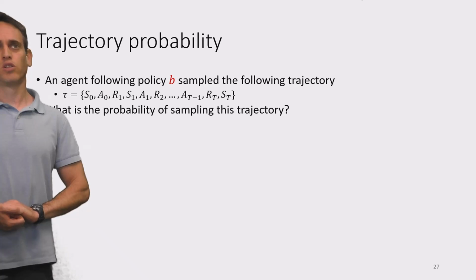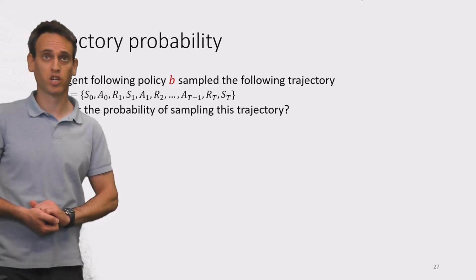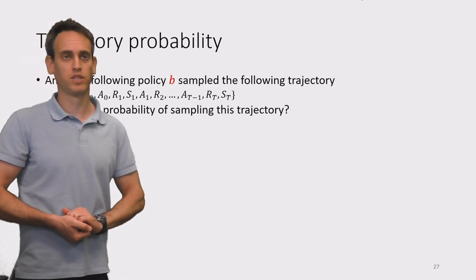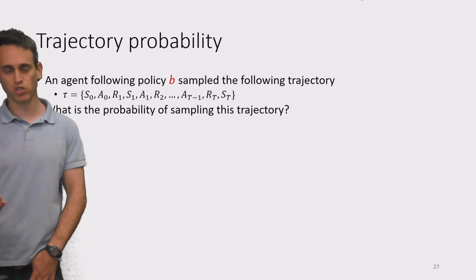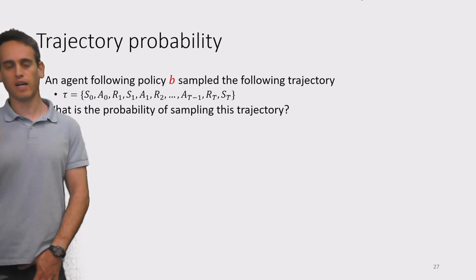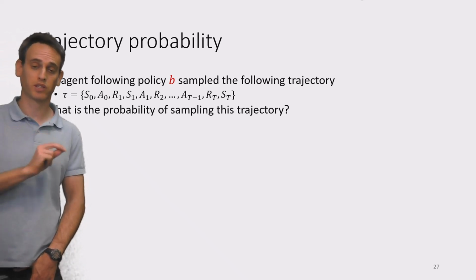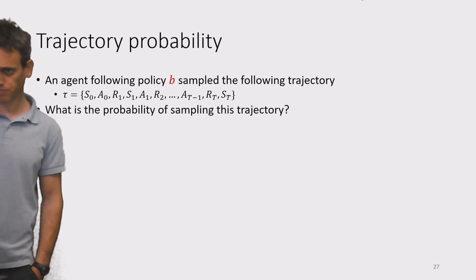So first we're going to define the probabilities of sampling a specific trajectory from each one of these, and then we'll see how we can use these probabilities to define an importance sampling ratio, and how we can use that to do an unbiased estimation of the Q value for our target policy. So let's start by defining these probabilities.